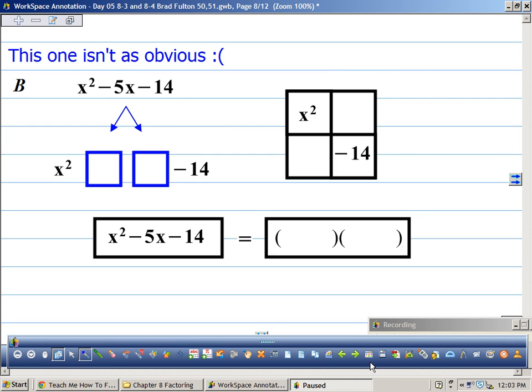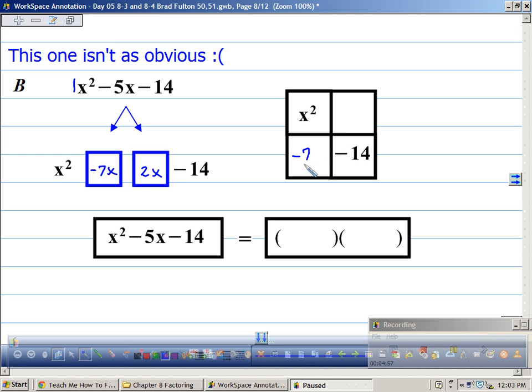All right, this one isn't as obvious. Take a look at this one. We still, 1 is our leading coefficient. So this isn't going to affect this number right here. But this time, how can I break up 5x so when I multiply I get negative 14? Oh, you guys are smart. Negative 7x and 2x?